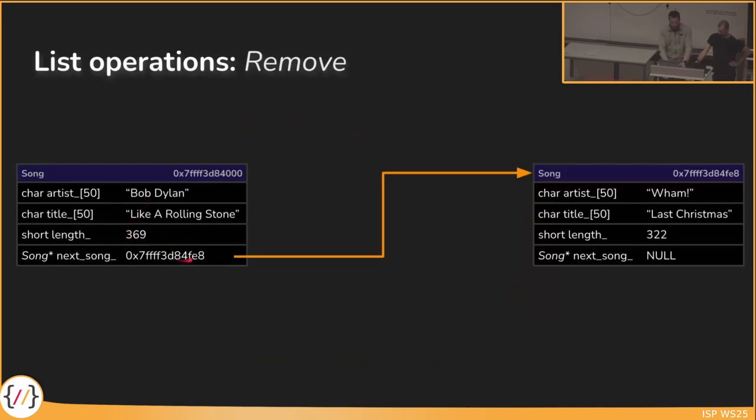So this first one points now to the third one, which is here now the second one. So we have just removed one element in the middle of our list. There's one special case: what if we want to remove the first element?